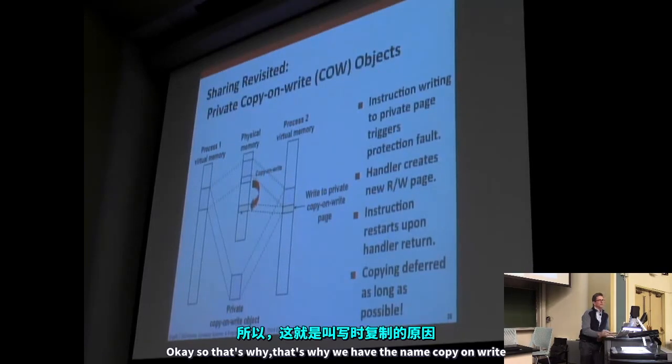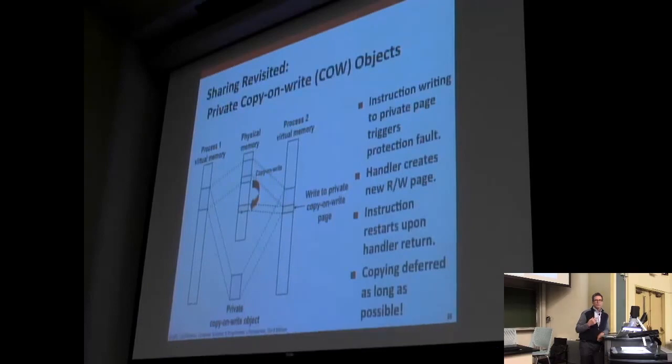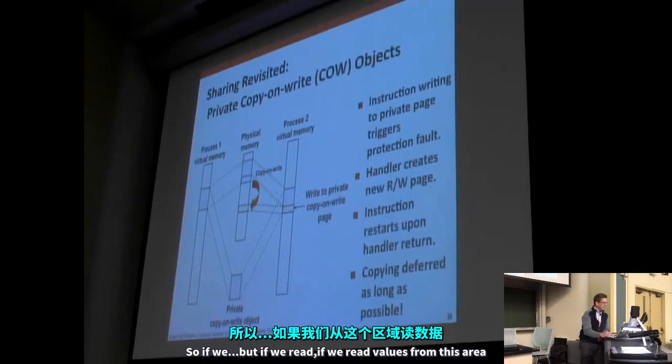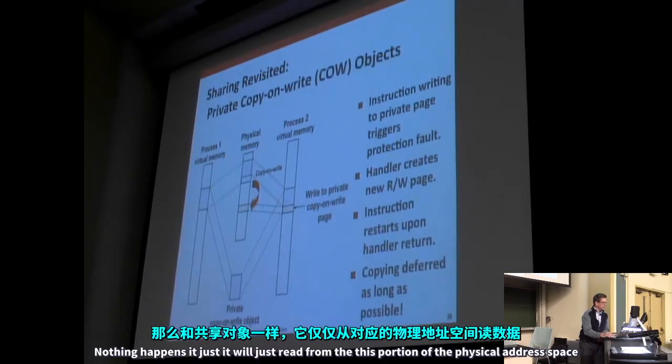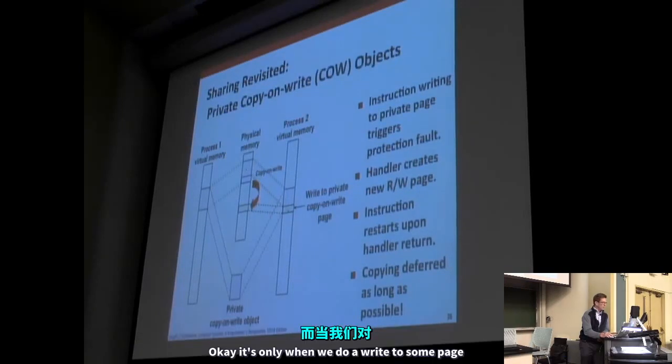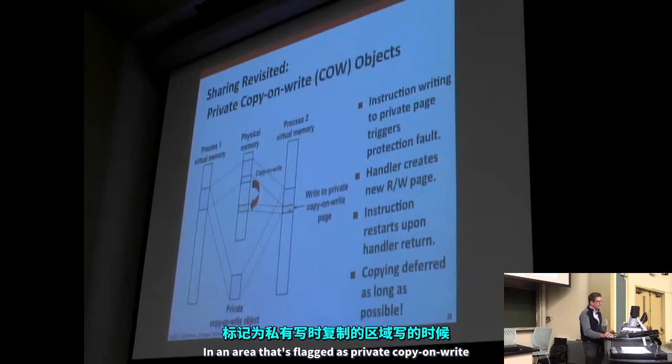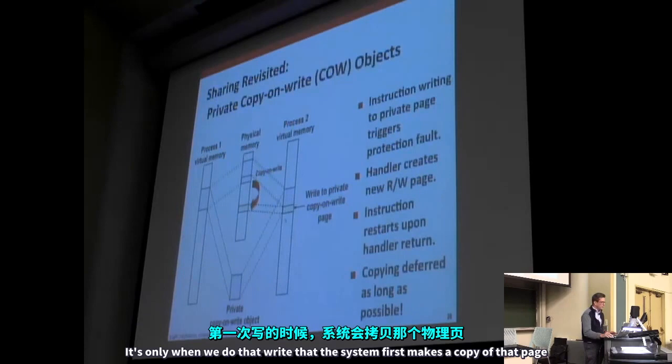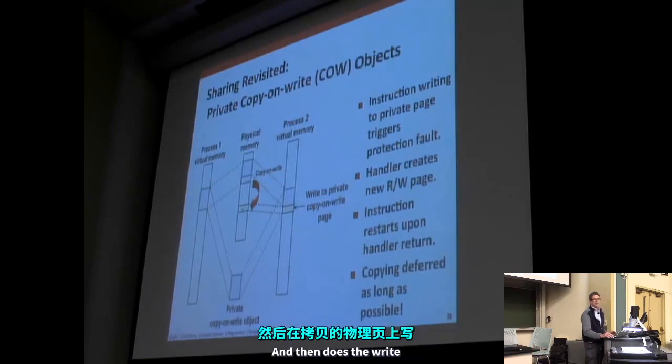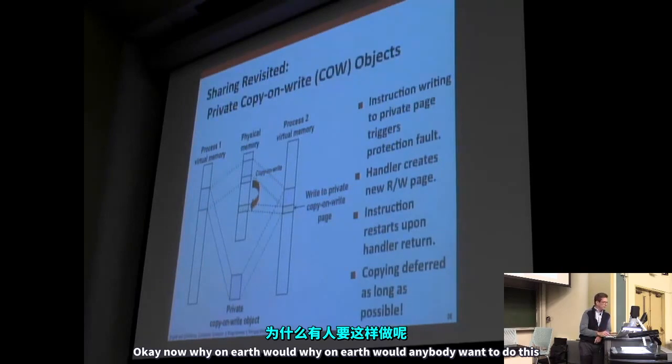Okay, so that's why we have the name copy on write. If we read values from this area, nothing happens. It will just read from this portion of the physical address space. It's only when we do a write to some page in an area that's flagged as private copy on write that the system first makes a copy of that page and then does the write. Okay. Now, why on earth would anybody want to do this?